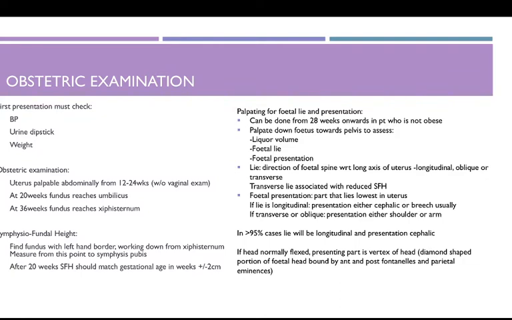Fetal presentation is basically the part that lies lowest in the uterus. If the lie is longitudinal, it will either be a cephalic or breech presenting part. The way that you check for fetal presentation is, with one hand you feel the lower, suprapubic region. If they're cephalic, you can feel the fetal head. And if the lie is transverse or oblique, the presentation might be a shoulder or an arm.